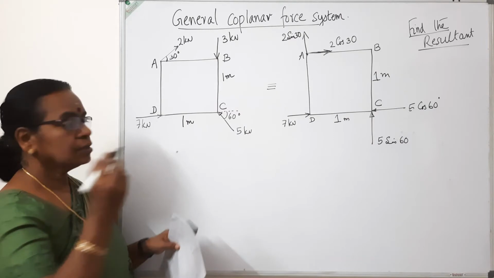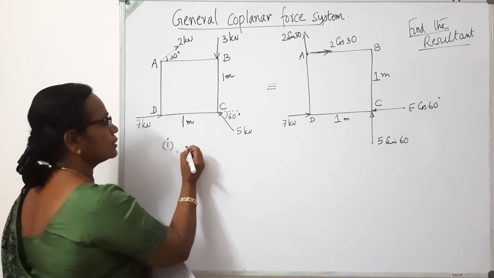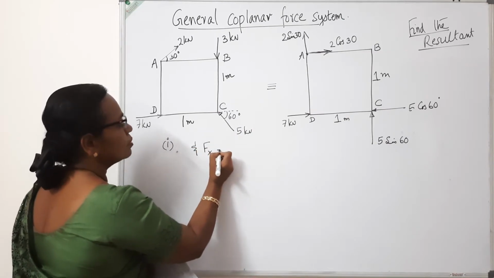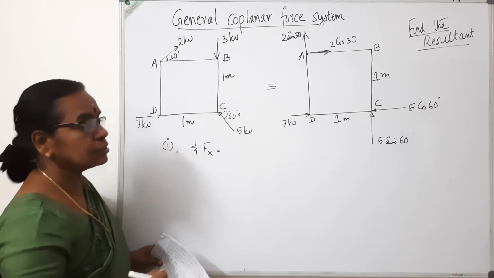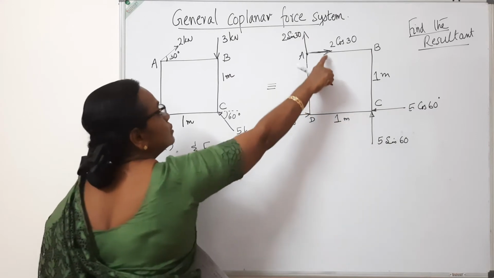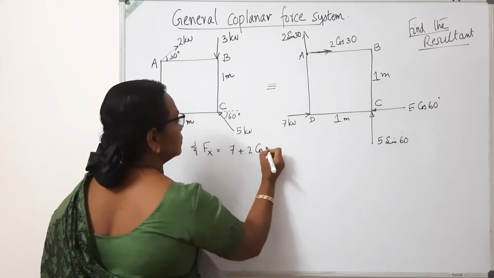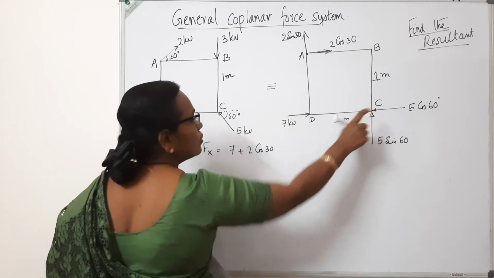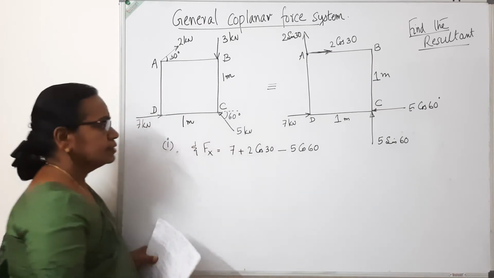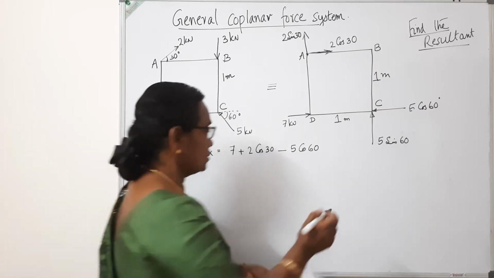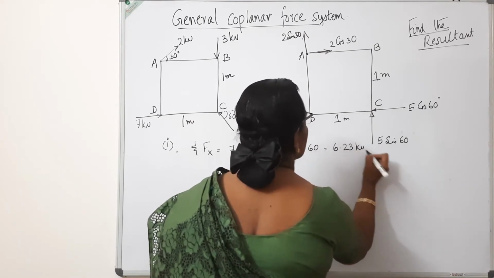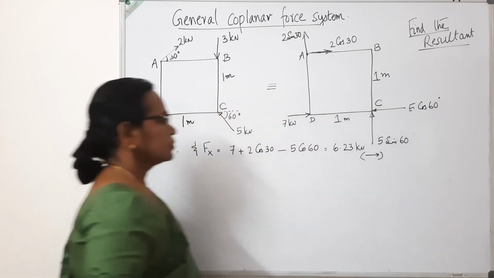Now things become easy. The first step, to find the magnitude of the resultant, find sigma Fx: add the algebraic sum of forces in the x direction. So 7 kilonewton positive towards right, 2 cos 30 positive towards right, and 5 cos 60 towards left, so it is minus. So sigma Fx works out to 6.23 kilonewton. It is positive, towards right.